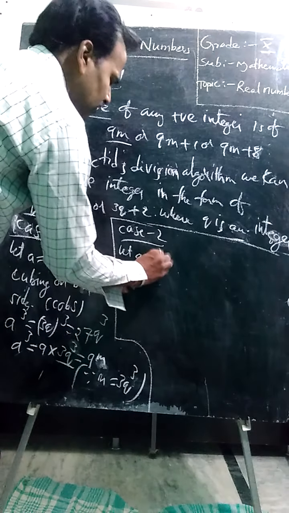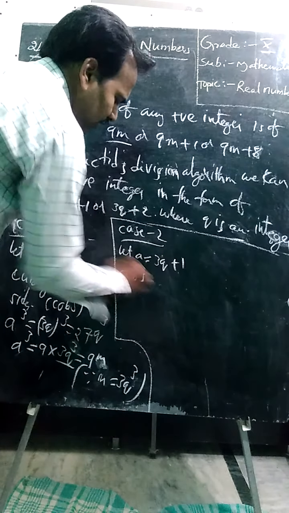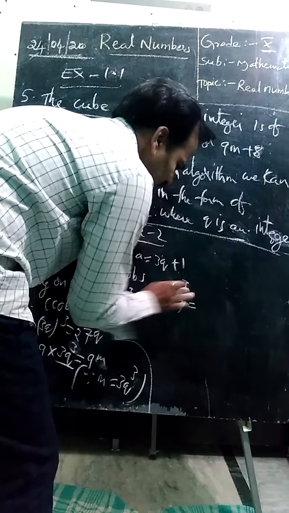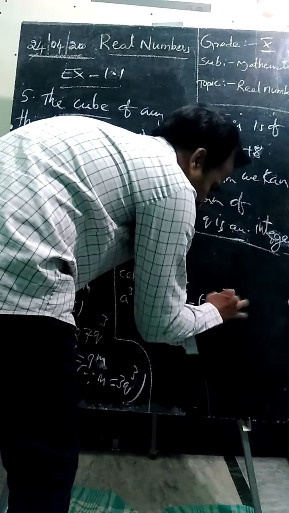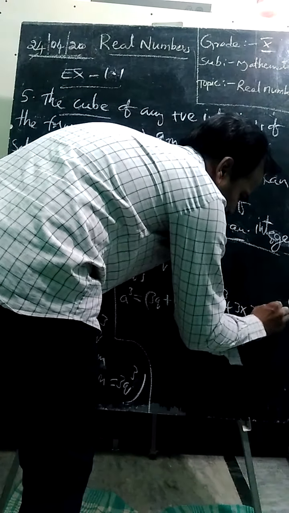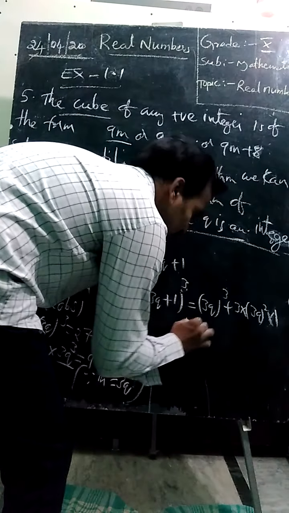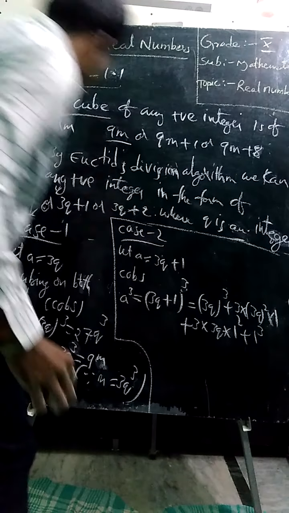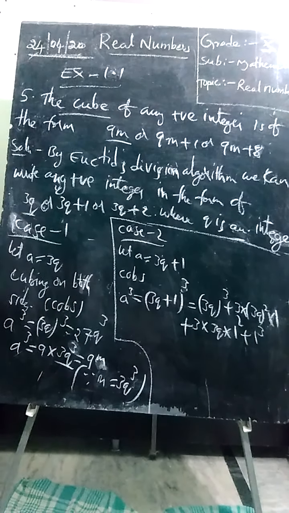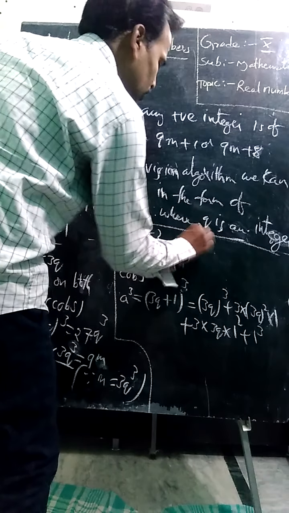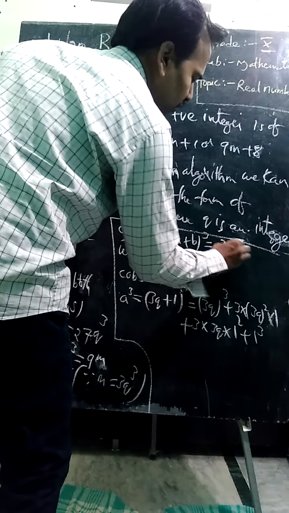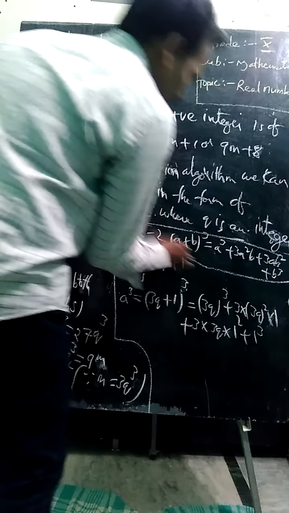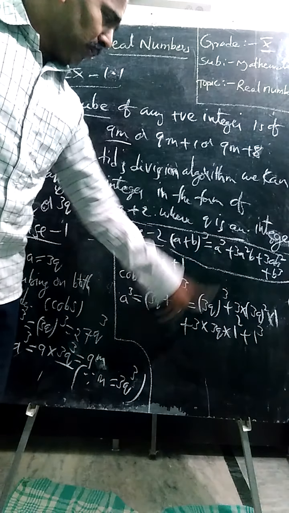Let us take a equals 3q plus 1. Again cubing on both sides, that is (3q plus 1) whole cube. So the a plus b whole cube form, you know students: a plus b whole cube equals a cube plus 3a square b plus 3ab square plus b cube. This identity we are using. Here a is 3q, b is 1.